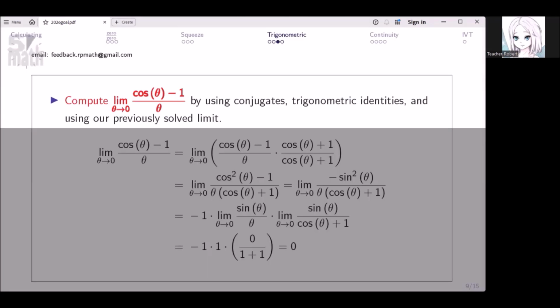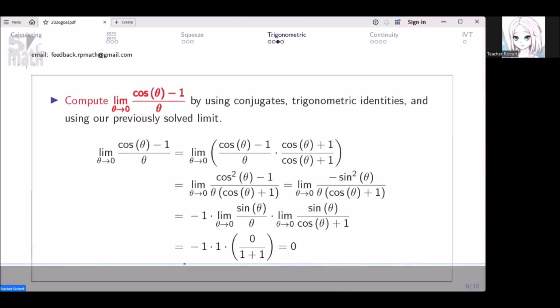Compute the limit as theta goes to 0 of cosine theta minus 1 over theta by using conjugates, trigonometric identities, and our previously solved limits. We have the following.